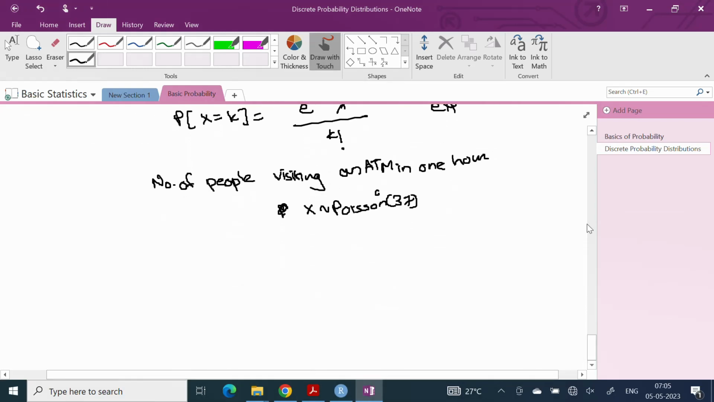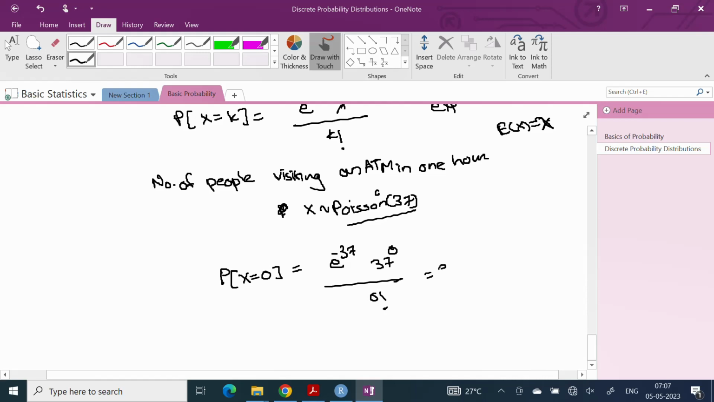In the case of Poisson distribution, the mean value or the expected value of that random variable is lambda itself. So what does it mean? X follows Poisson lambda means on an average 37 people visit that ATM per hour. So suppose I want to compute the probability of no person visiting an ATM in an hour. That will be probability of X equal to 0. So e raised to minus lambda, that is e raised to minus 37, then lambda raised to the value of interest, so 37 raised to 0 upon 0 factorial. So this becomes e raised to minus 37.